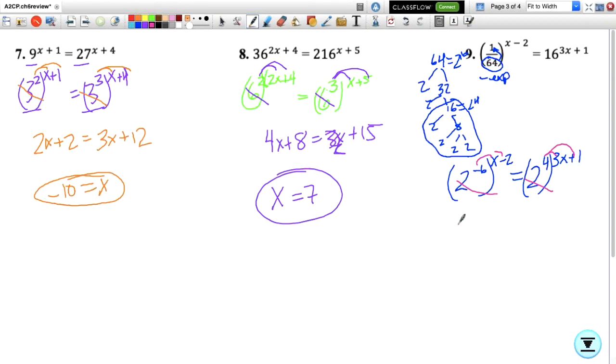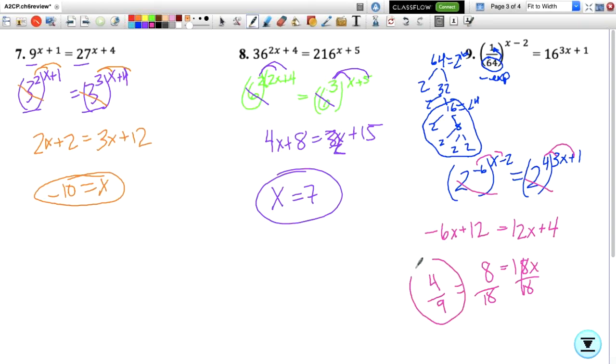Negative 6 times x is negative 6x. Negative 6 times negative 2 is positive 12. 4 times 3 is 12x, and then 4 times positive 1 is just plus 4. I'm going to add 6, that's going to give me 18x. I'm going to minus 4, which is going to give me an 8. I'm going to divide by 18, and I'm going to get 8 over 18. They're both even, so I could reduce that to 4 over 9. And my answer is 4/9.